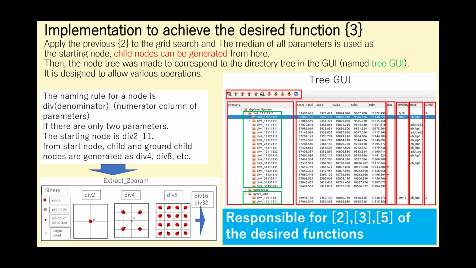Implementation to achieve the desired function. Apply the previous two to the grid search and use the median of all parameters as the starting node. Child nodes can be generated from here. Then, each node was made to correspond to a directory in the tree GUI. It is designed to allow various operations.